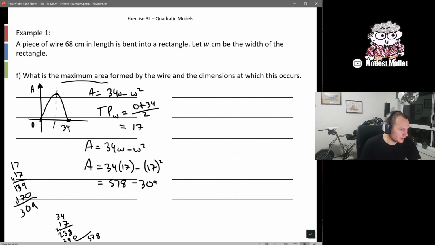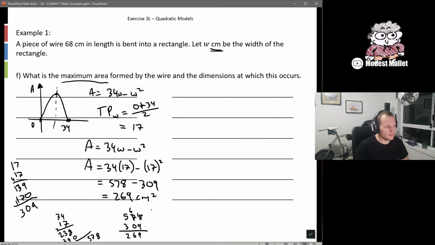Take away 289. Do it by hand. So the maximum area we get is 289, and we're dealing with centimeters in all of this, so centimeters squared.